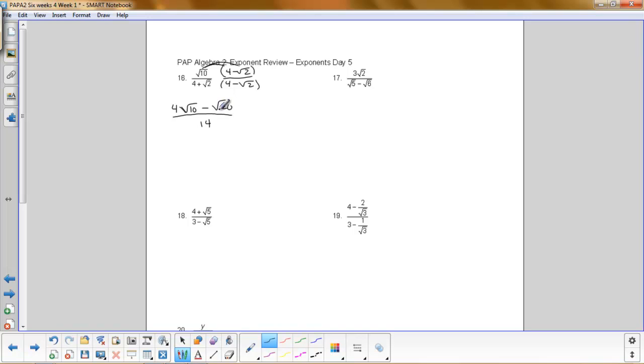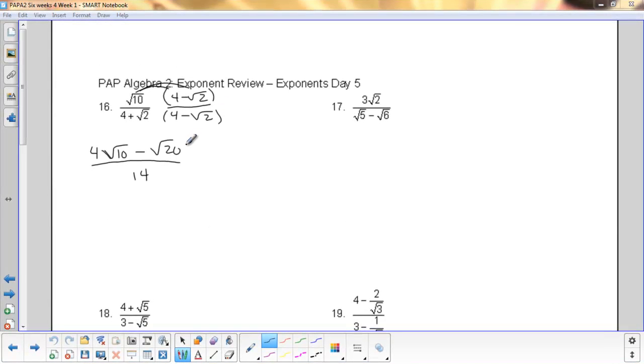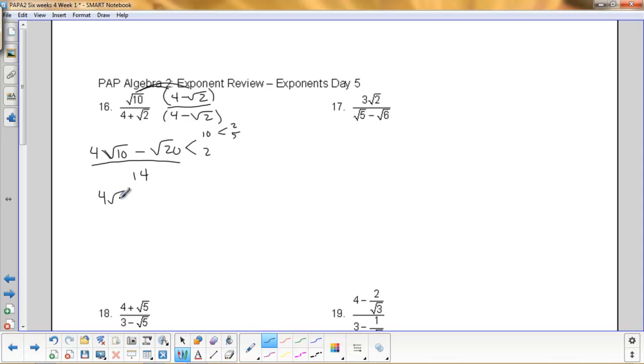You can simplify root 20 into root 4 times root 5, which is 2 root 5. So 4 root 10 minus 2 root 5 divided by 14. In this case, we have a common factor of 2 in all of those whole numbers. So that's going to be 2 root 10 minus root 5 over 7. Remember, these two numbers must be identical in order for them to be simplified, so we leave it as that.